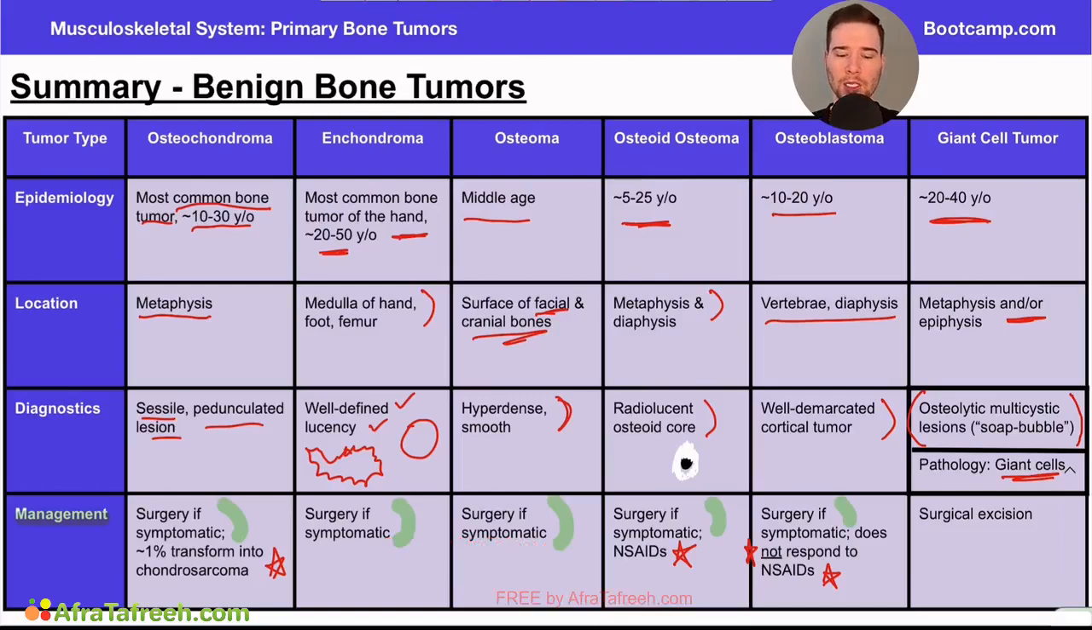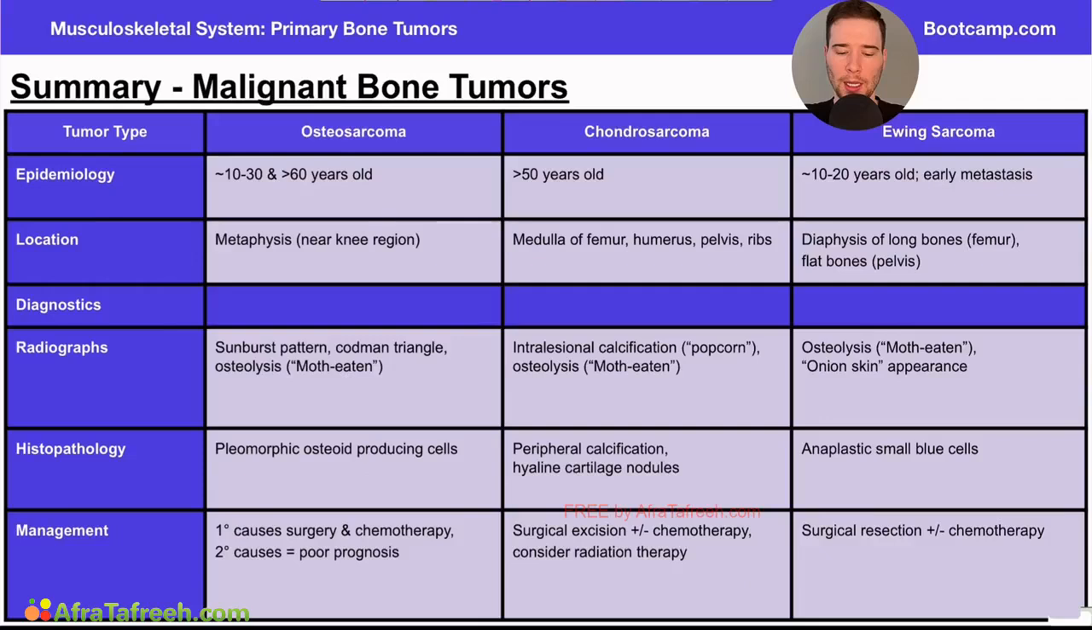Now, I want to turn our attention to some of the malignant bone tumors. And so the three primary ones I want you to know that we talked about in this chapter are going to be the osteosarcoma, the chondrosarcoma, and the Ewing sarcoma. We're going to break this up in epidemiology, location, diagnostics. We're going to talk about radiographs and histopathology.